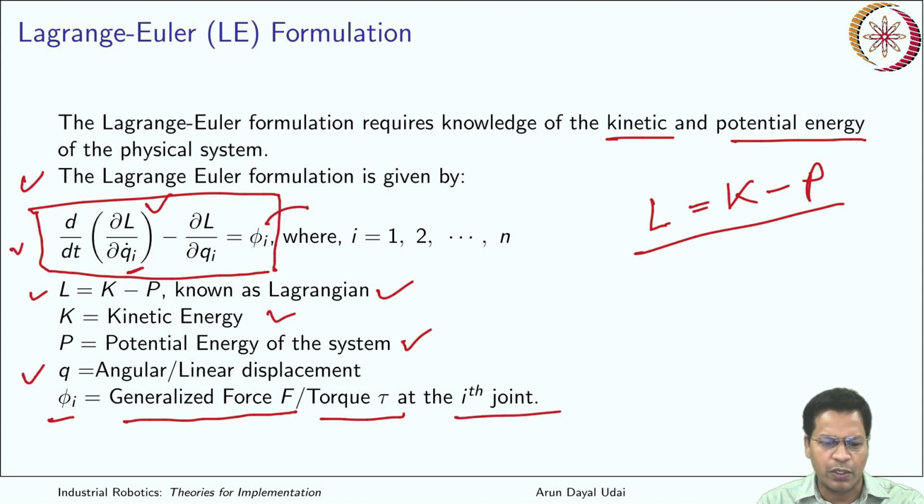So this is an equation for the ith joint. You have to repeat this whole Lagrange-Euler formulation for each and every joint. We'll see by example also. This Lagrange-Euler formulation is not just for robots. It is for many other systems. Any other mechanical system can use this.